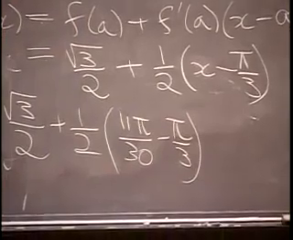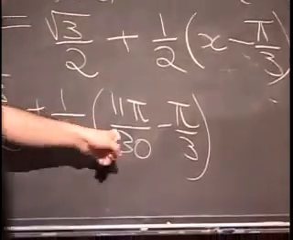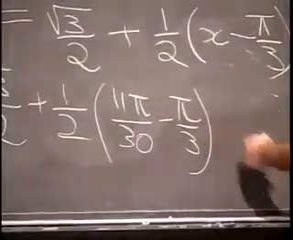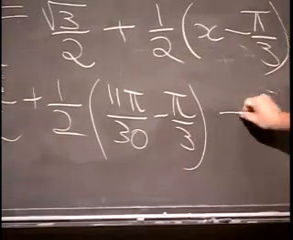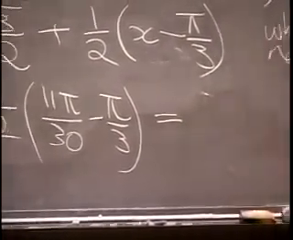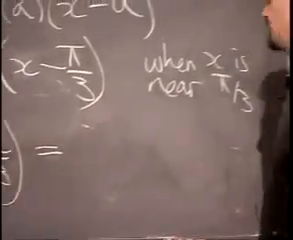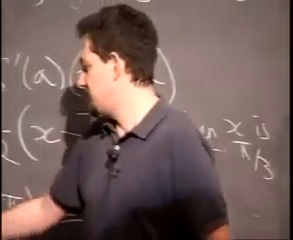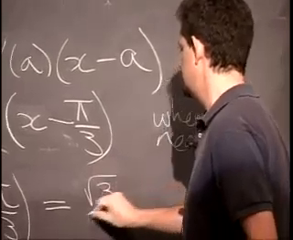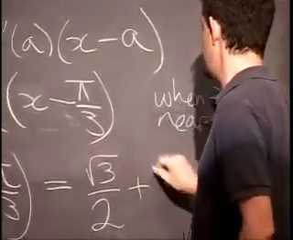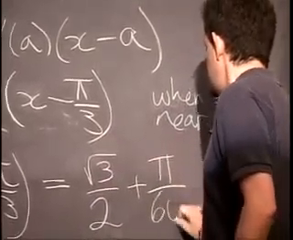And if you work this out, that's 11 pi over 30 minus 10 pi over 30, so it's just pi over 30. Times 1/2, that makes it pi over 60. And you get root 3 over 2 plus pi over 60.